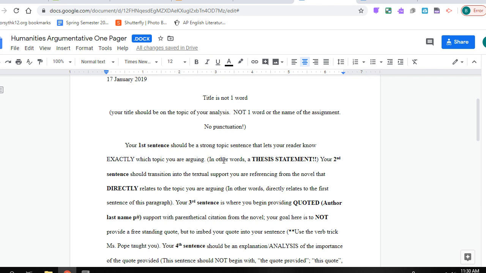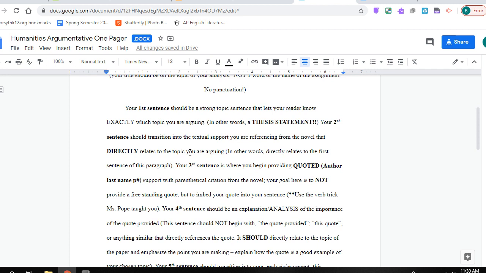So your first sentence should be a strong topic sentence that lets your reader know exactly what topic you are arguing. So that's your punch in the face. Like, let Miss Garner and I know right off the bat so we're not guessing. Your second sentence should transition into the textual support you're referencing from the novel that directly relates to the topic you're arguing.